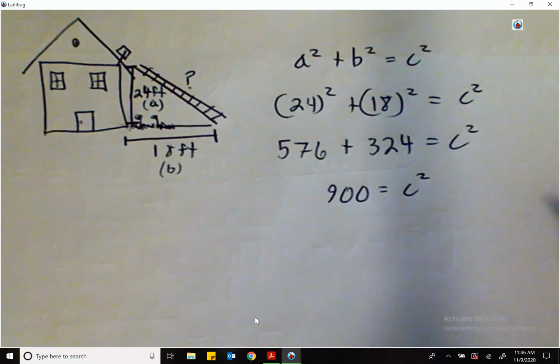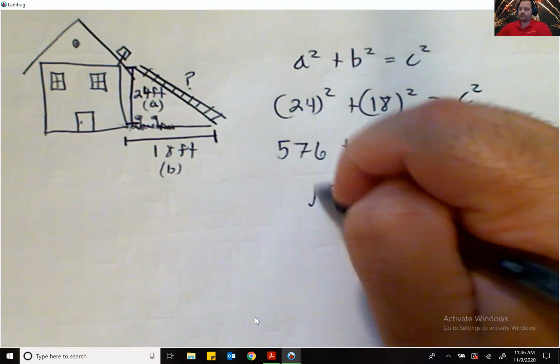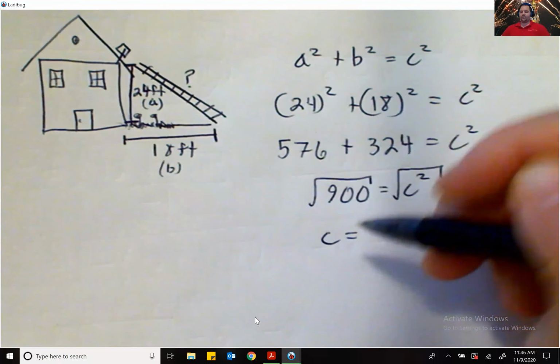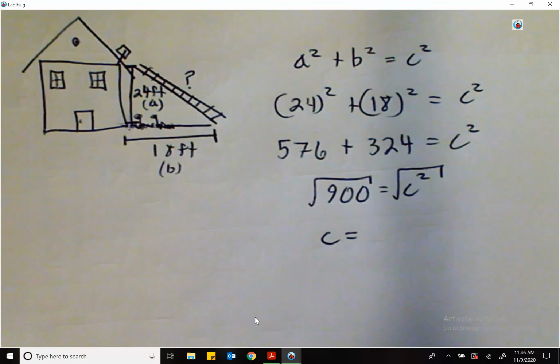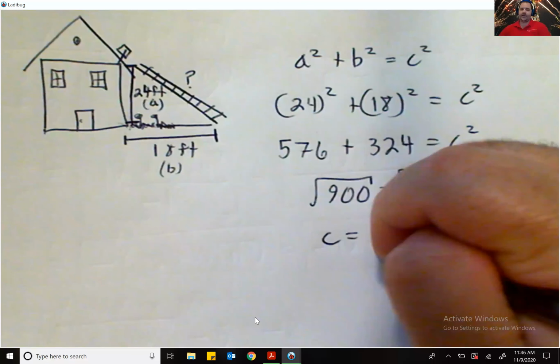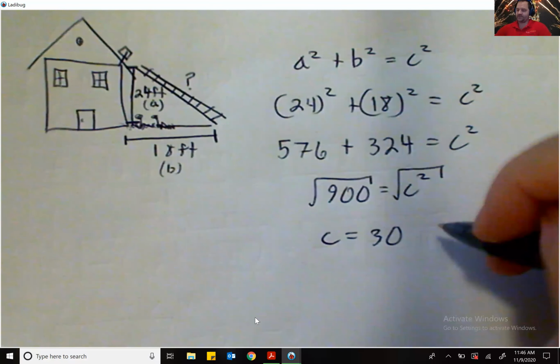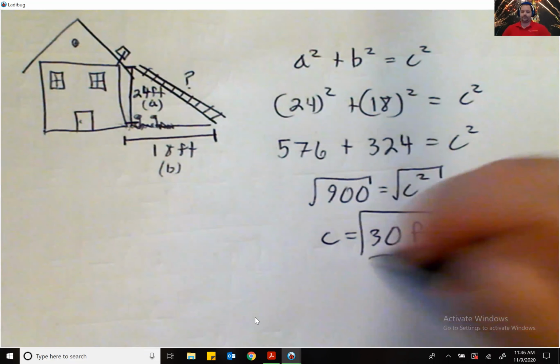You're gonna square root each side. You got it. So C is equal to, what is the square root of 900? 30. Good job. 30, and it would be feet. That's how long our ladder has to be.